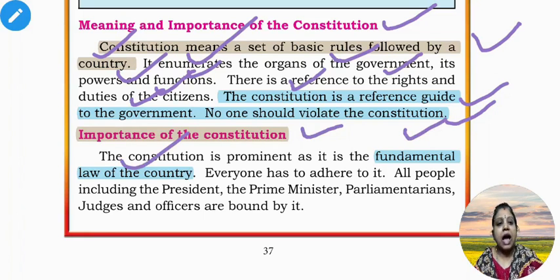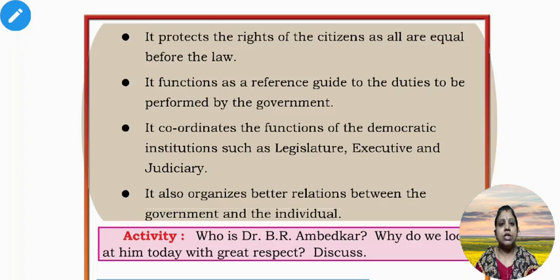So, everyone has to adhere to it. All people, including the President, the Prime Minister, the parliamentarians, judges and officers are bound by it, including common people. All citizens of our country have to follow the rules given in our Constitution. The Constitution protects the rights of the citizens as all are equal before the law. No one should make any distinction. All should respect and all are equal before the law.